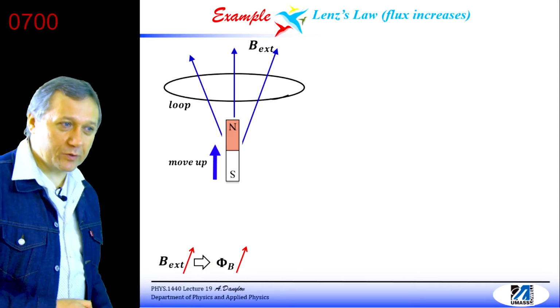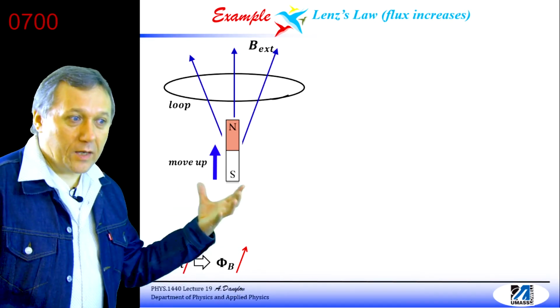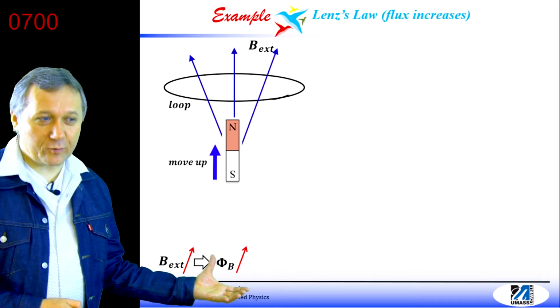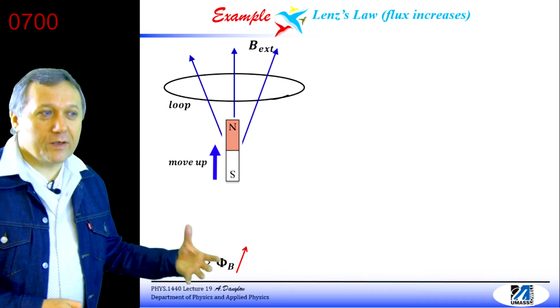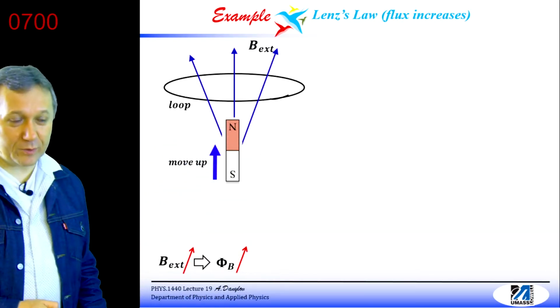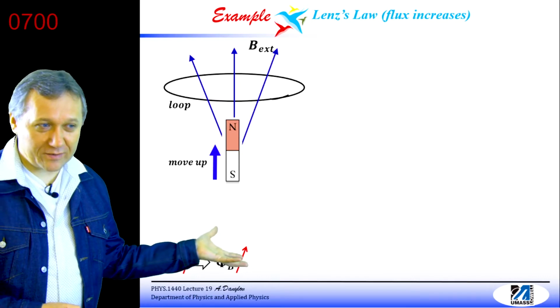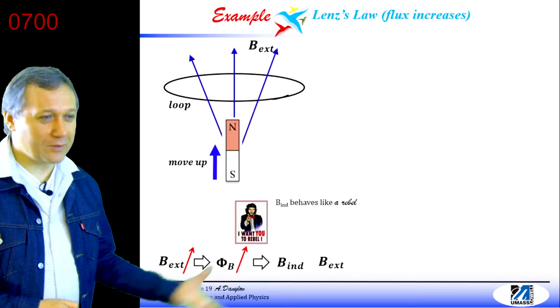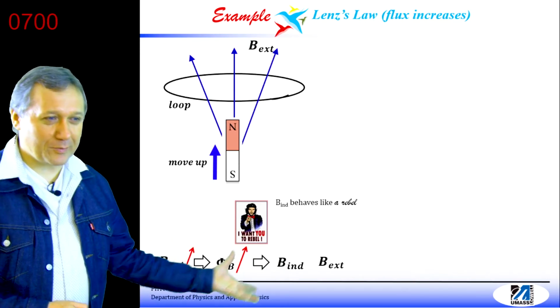So what will be the response of the system? It doesn't like it. The system, the loop, doesn't like it. And in this case, the loop will rebel. It will try to suppress the growing flux because it tries to keep the flux as constant as possible. Here I found some nice pictures: I want you to rebel.